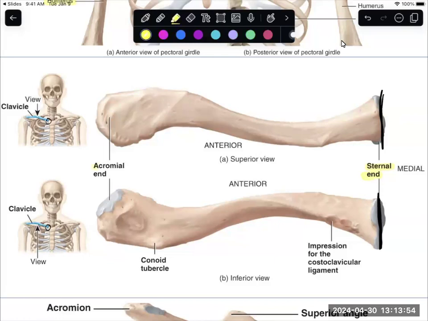Our other side is the acromial end. That acromial end comes in contact with that scapula. This part, it's hard to see from this view, but this is more flat in that horizontal plane. That's one way, if you're looking at the actual bone, to tell the difference between the two ends: the sternal end is more flat vertically. The acromial end is flat horizontally.